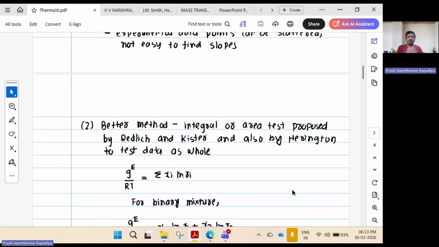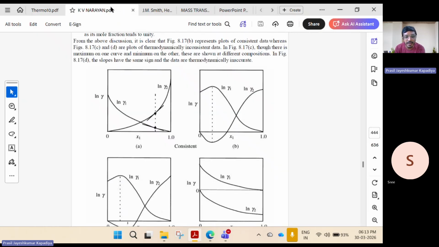So there is a better method, which is called the integral or area test method, which was proposed by Redlich and Kister, and simultaneously by Harrington. Redlich-Kister and Harrington independently proposed this method.